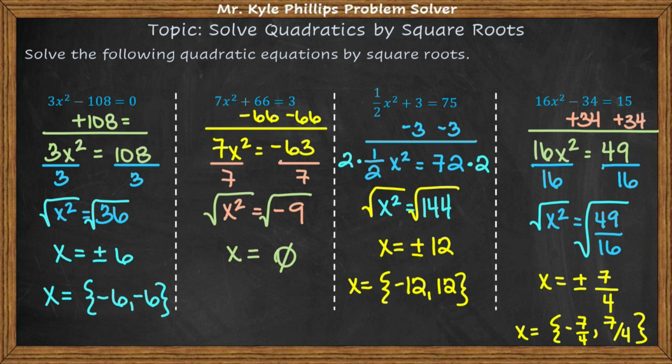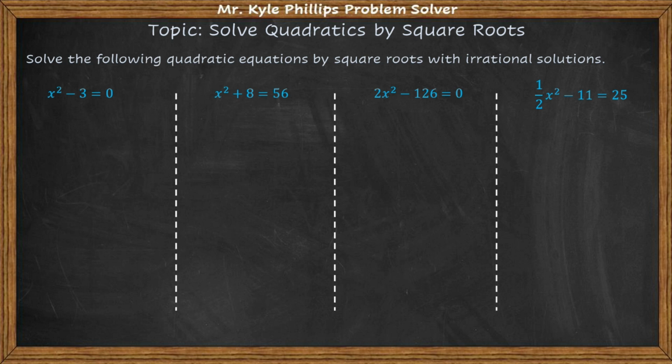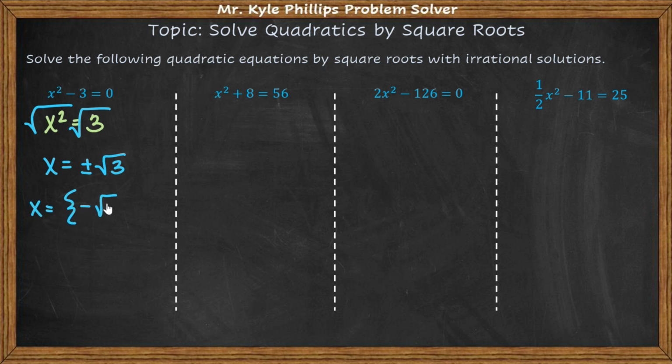All right, let's take a look at some other examples of solving by square roots. So in those, our solutions were going to be perfect squares. What if we did not have perfect squares? What would those answers look like? So here, if we add 3 to both sides, we're going to get x squared equals 3. And then we will solve by taking the square root. So x here is going to be plus or minus root 3. And then same thing. Curly brace, negative radical 3 and positive root 3.